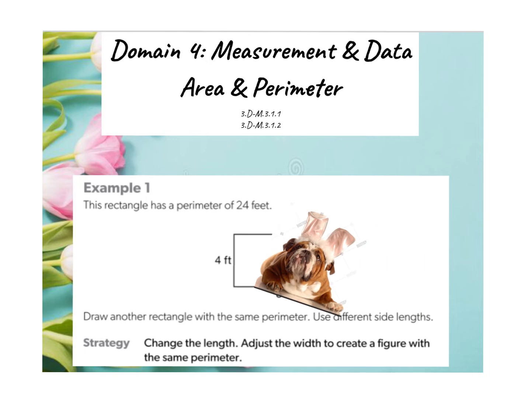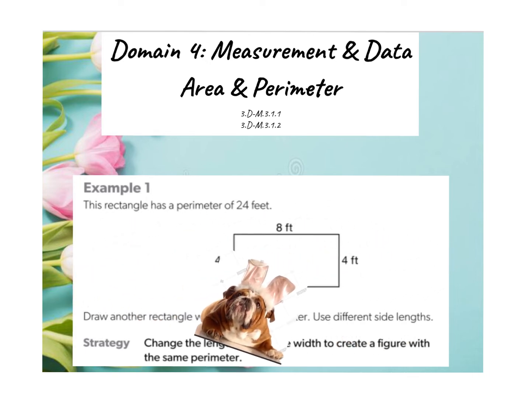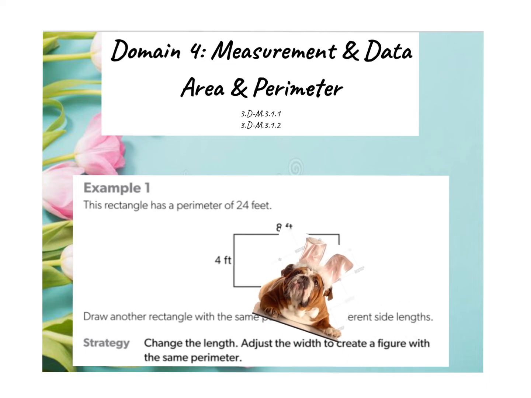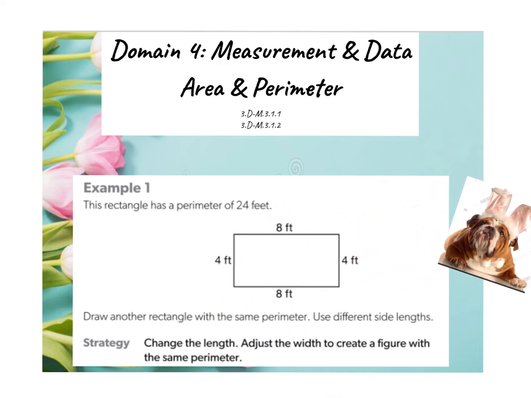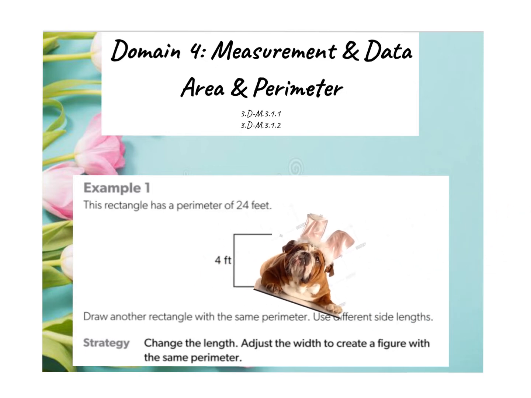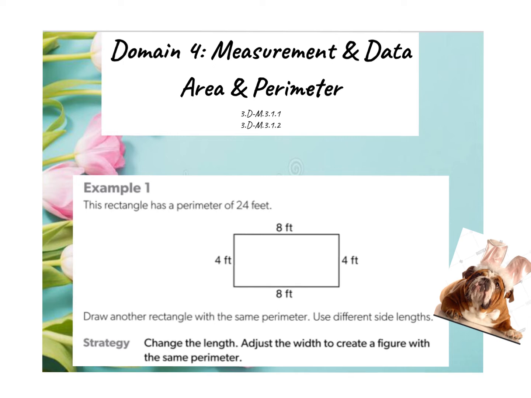All right, for this example, it says this rectangle has a perimeter of 24 feet, right? If we would add up 8 plus 4 plus 8 plus 4, 8 and 4 is 12, so then 12 and 12 is 24, right? They want us to draw another rectangle with the same perimeter, but we're gonna use different sides, okay? So I'm gonna go ahead and draw another rectangle, okay?